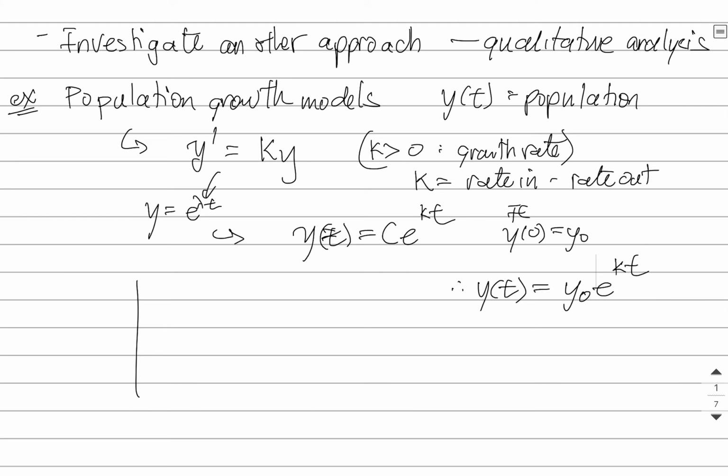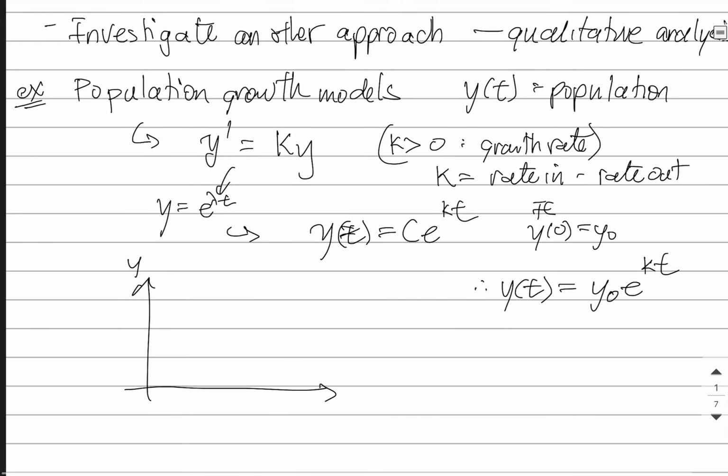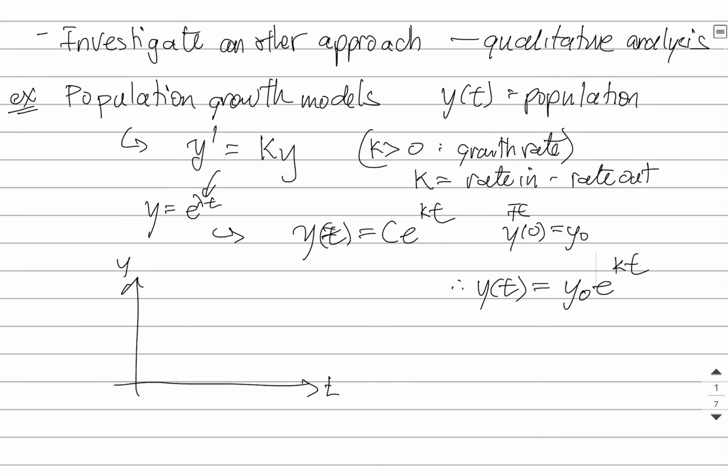Now, exponential growth isn't always the most realistic. Why? Because the population grows without bound. Regardless of what your initial condition is, the entire population always grows, and the longer it goes, the faster it grows. So this isn't necessarily realistic.